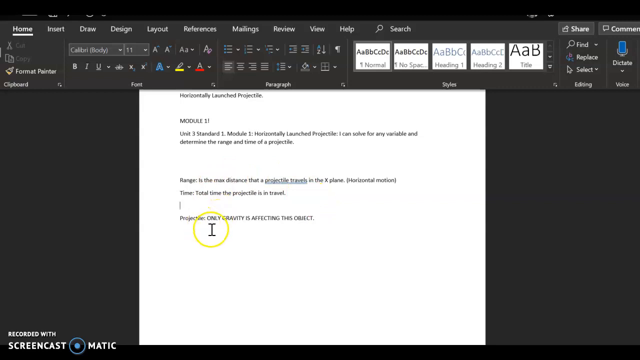And the last thing is this. A projectile is considered a projectile if only gravity is affecting this object. Okay, so go ahead and write that into your notes. If you need to pause the video, feel free to pause the video.